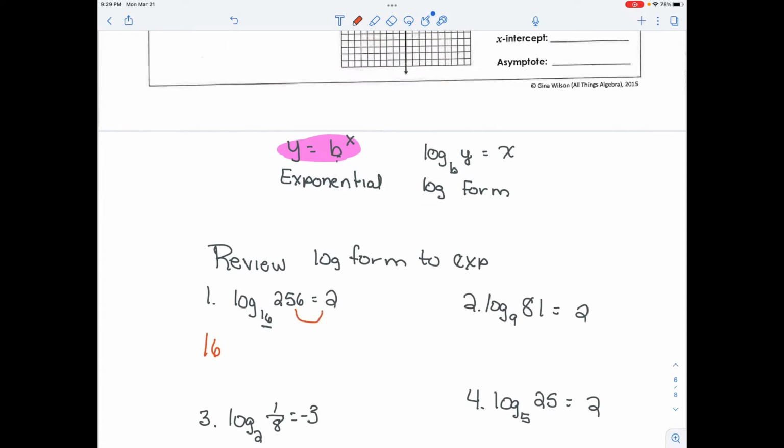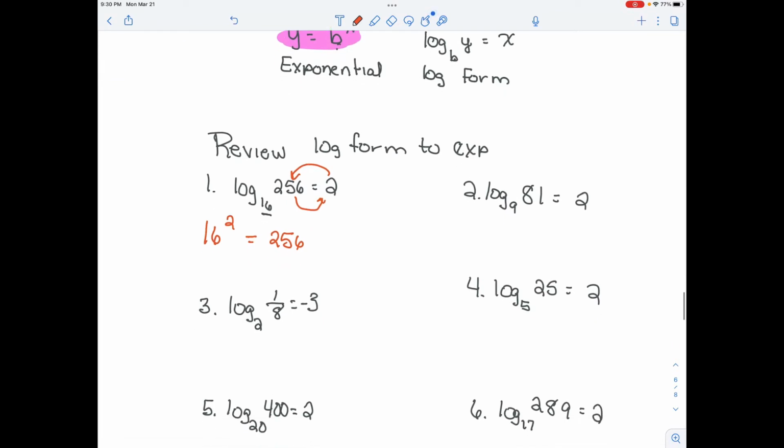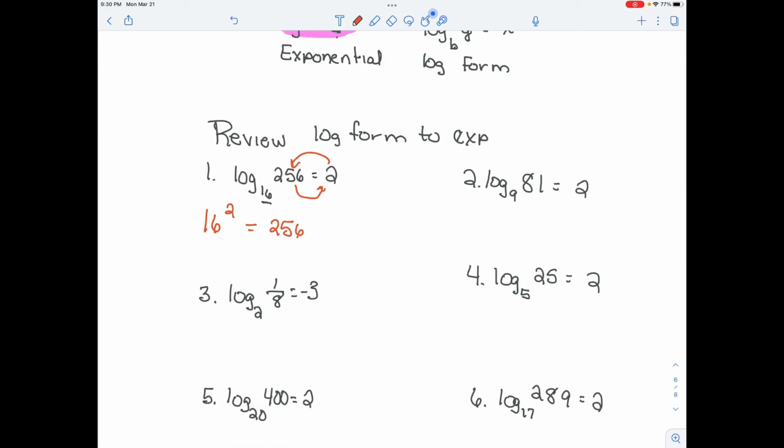And then we exchange the 256 and the 2. So we have 16 squared is equal to 256. And again, if you take your calculator and you square 16, you should get 256. All right, so let's look at number 3. Again, our base is going to stay the same. I like to highlight that base. So our base is 2. So we're going to write 2, and then we exchange the x and the y. So 2 to the negative 3 equals 1 over 8.